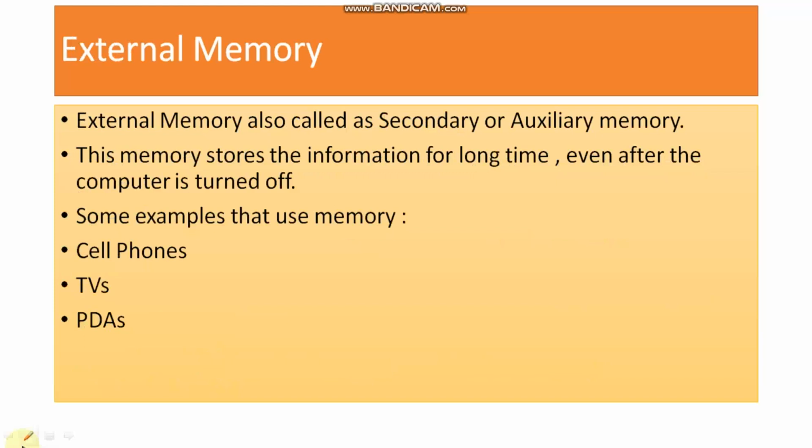Next we have external memory. What is external? External means that it is attached externally. It is also called secondary or auxiliary memory. In this memory, the information is stored for a longer time, even after the computer is turned off. Some devices that use such memory are cell phones, TVs, PDAs. Examples of external memory are your pen drive and your CD.